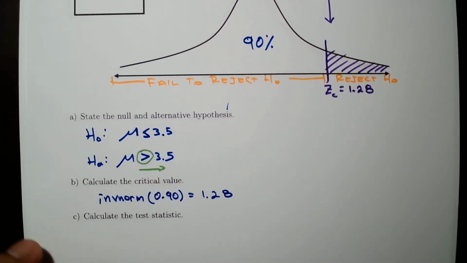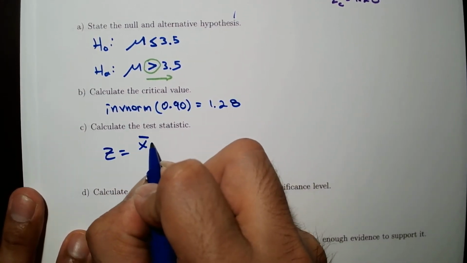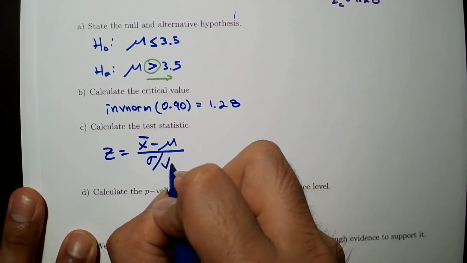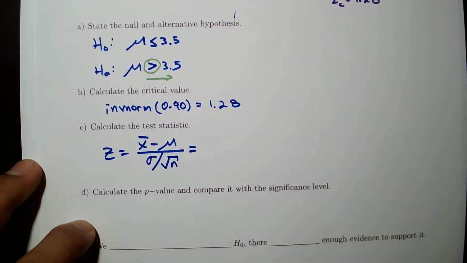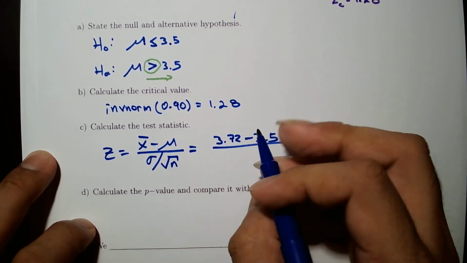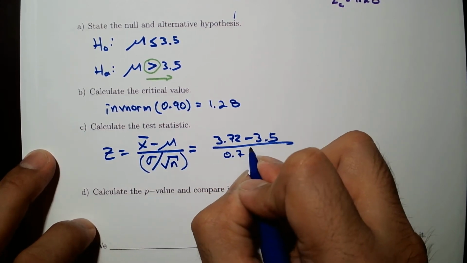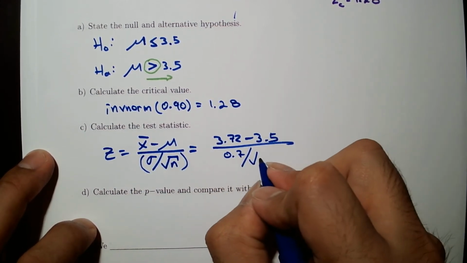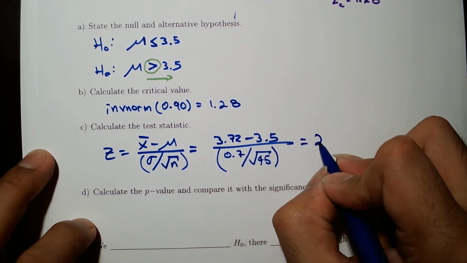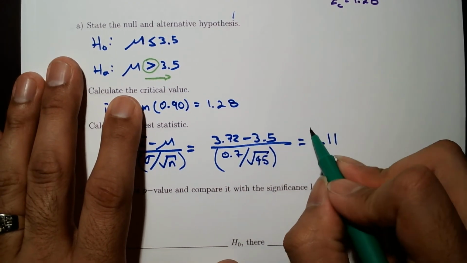Let's calculate our test statistic. Z equals the sample mean minus the population's mean, divided by the standard deviation over the square root of the sample size. Putting numbers to this: 3.72 minus 3.5, divided by 0.7 divided by the square root of 45. Using a calculator, I get 2.11.